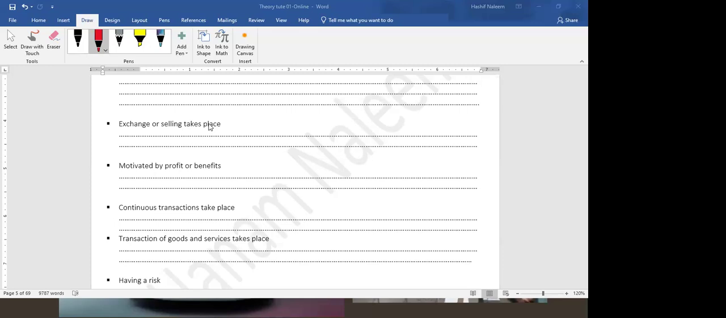For a business, remember there should be an exchange. You have to give your product to someone else and collect money. In every business this should be there. Then only it's a business, guys, because business is what they want to sell. When they sell, only then will they earn. This is clear? Exchange or selling takes place. Simple: we are selling our product to the customer. Don't write the definition, write the example. Example, right?